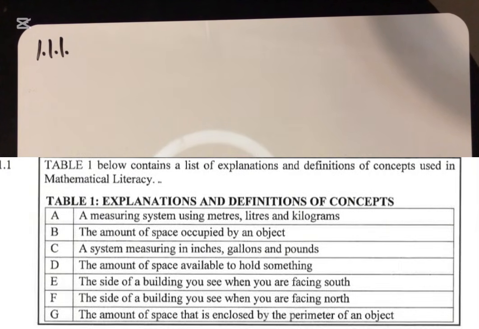B, the amount of space occupied by an object. C, a system measuring in inches, gallons, and pounds. D, the amount of space available to hold something. E, the side of a building you see when you are facing south. F, the side of a building you see when you are facing north. G, the amount of space that is enclosed by the perimeter of an object.